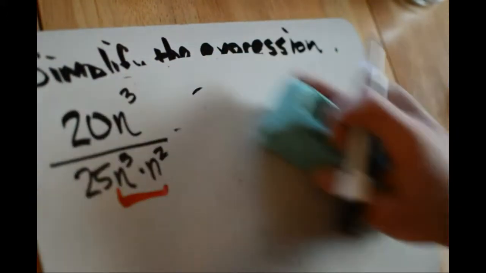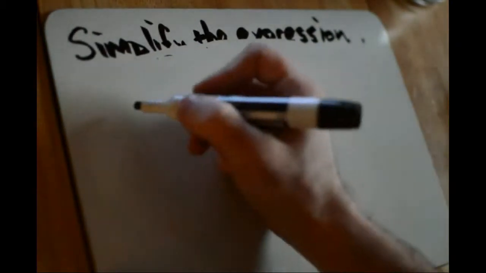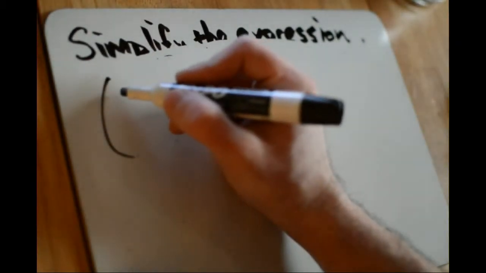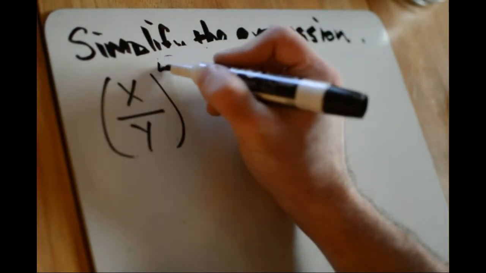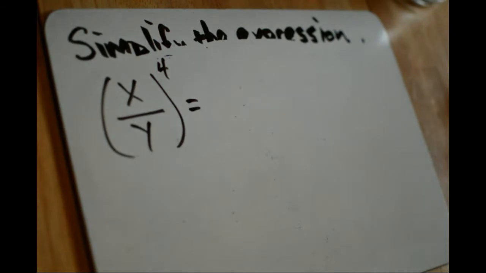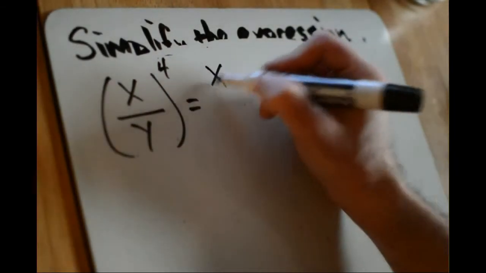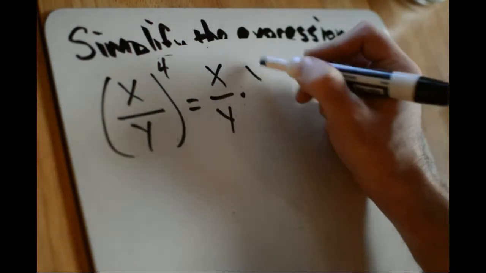One last little detail about this quotient property is if you're taking a fraction itself raised to a power. So I want to take a look at, let's say, x over y raised to the 4th power. The base that we have is x over y. That's being raised to the 4th. So we're taking that base times itself 4 times.